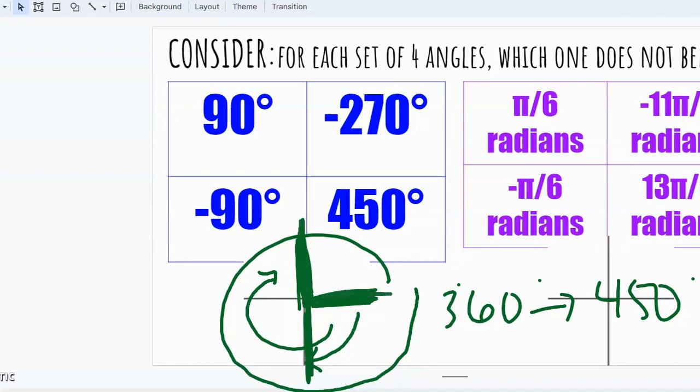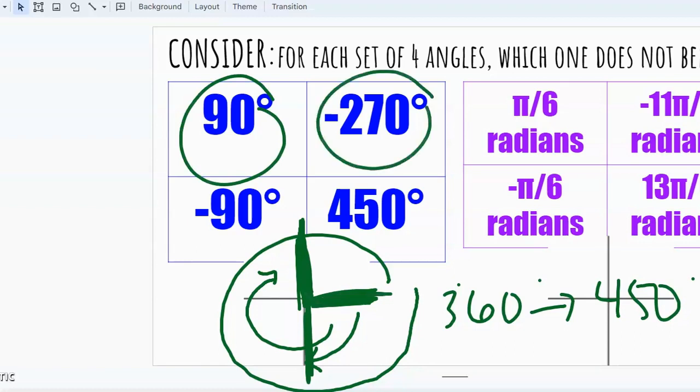So you should be saying to yourself, well, the 90 degrees, the negative 270, and the 450, they all look alike. And we're going to talk about what that actually means. What is the relationship when they all look the same? Negative 90, on the other hand, means that we went down 90 degrees and we are different from the rest.